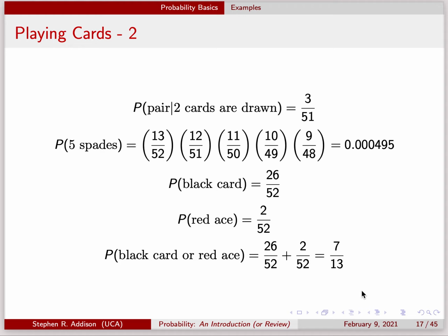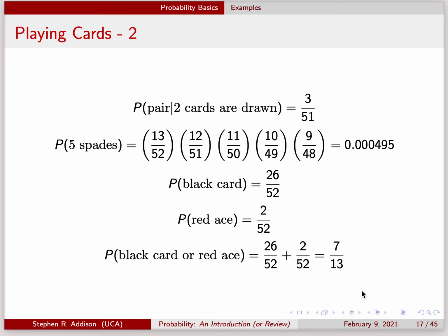The probability of getting 5 spades is you have 13 choices in 52 for the first card, 12 in 51 when you draw the second, and so on. You multiply all those together and you get a small probability. On the other hand, the probability of getting a black card is 26 in 52. The probability of getting a red ace is 2 out of 52.